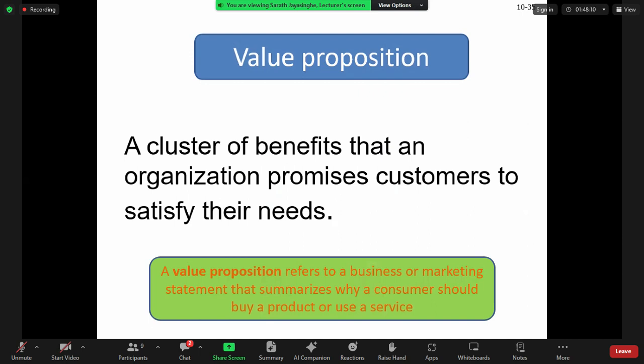Why you should purchase this product, because we are providing this kind of set of benefits, the set of value. That is what it means.